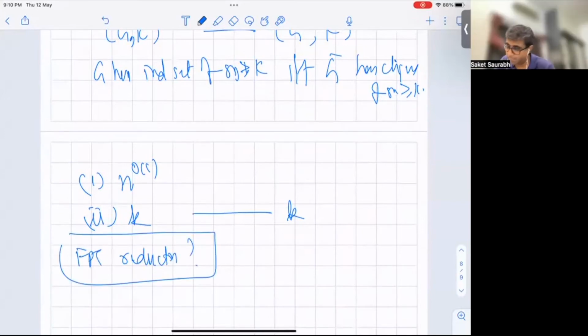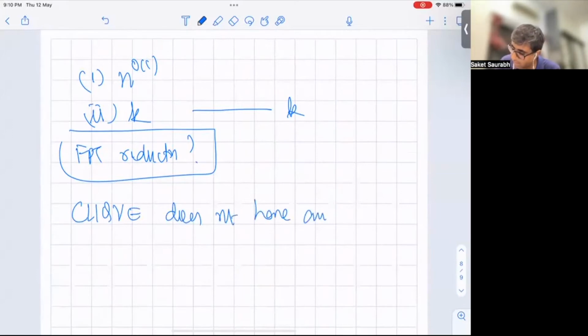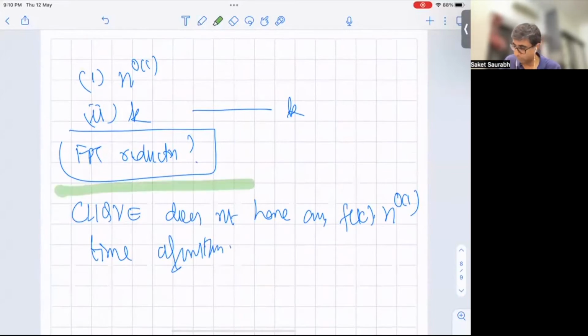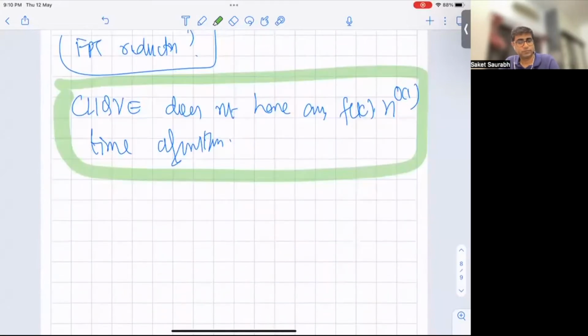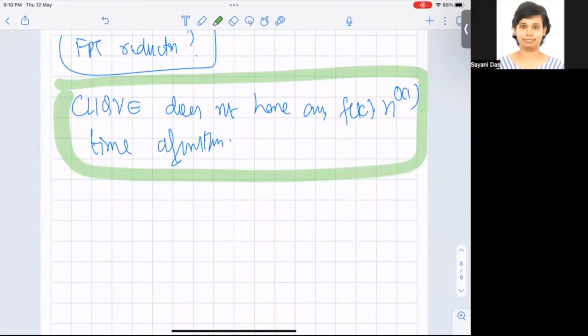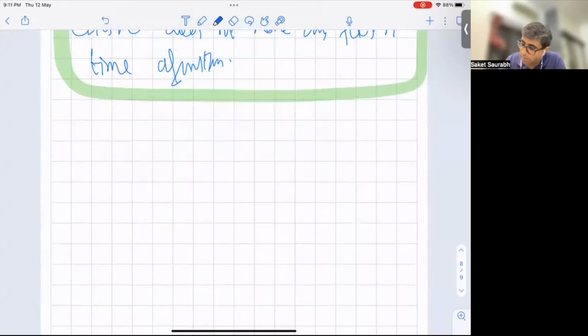So if I knew that clique does not have any f of k n to the power 1 time algorithm, suppose this is my assumption, the way I assume 3-SAT or SAT does not have a polytime algorithm. What does this imply immediately? What did we deduce just now? Independent set doesn't have one. So we are going to make a complexity theory around clique. This will be our working assumption.